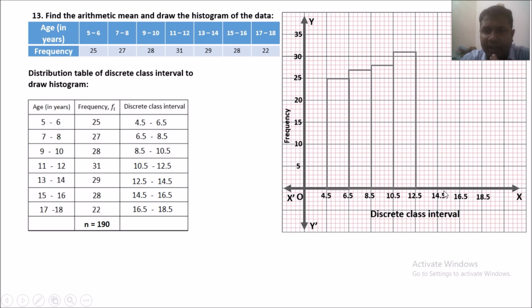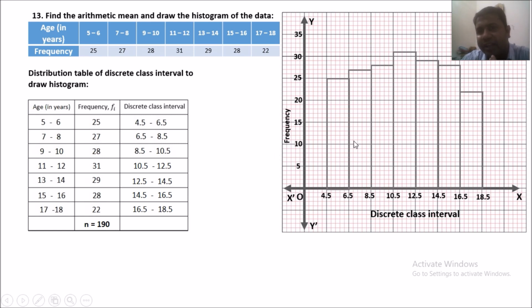The next number is 12.5 to 14.5, that is how much here? 29 here. So this is 30, 1 less, that is 29. So here it is just drawn. Then the next one is how much? 14.5 to 16.5, that is 28. So 1 less from 29, that is 28. And the last one is 16.5 to 18.5, that is 22. So here is 20 and 2, here is 22. So the graph has been drawn.